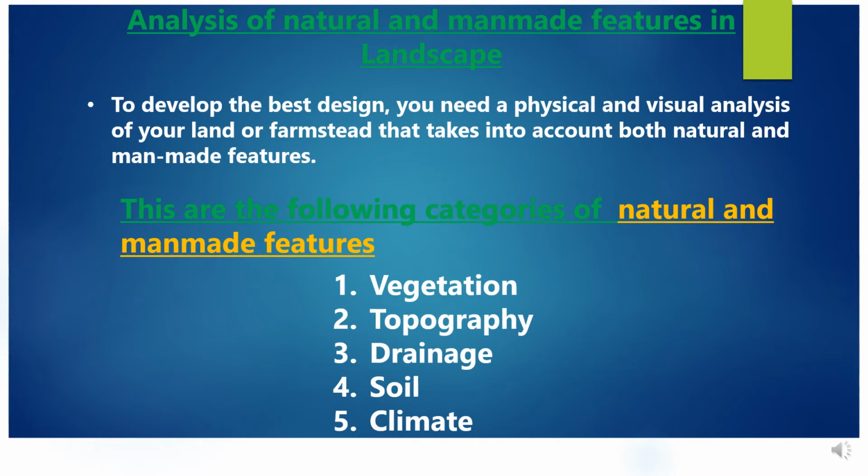To develop the best design, you need a physical and visual analysis of your land or a farmstead that takes into account both natural and man-made features. There are the following categories of natural and man-made features: vegetation, topography, drainage, soil, and climate. We will study them one by one.